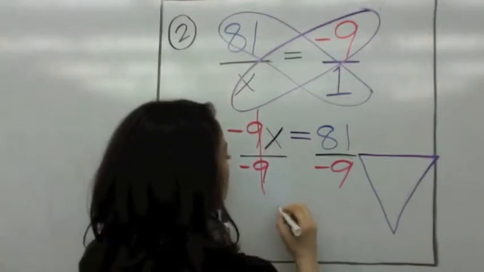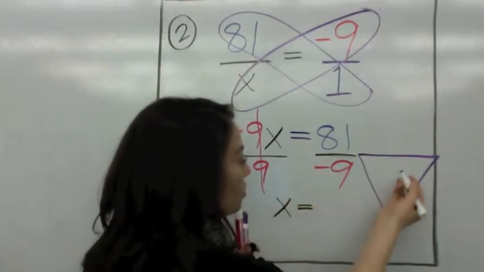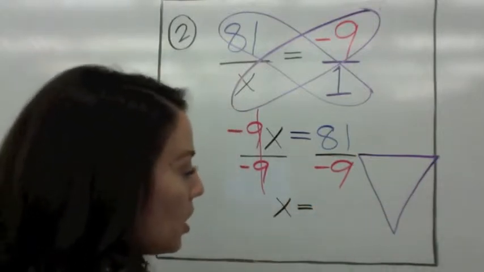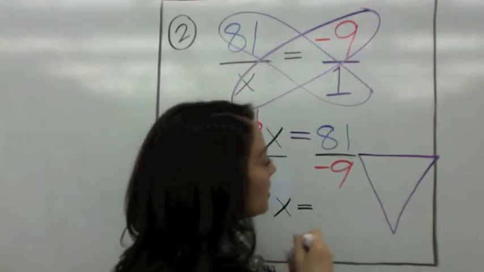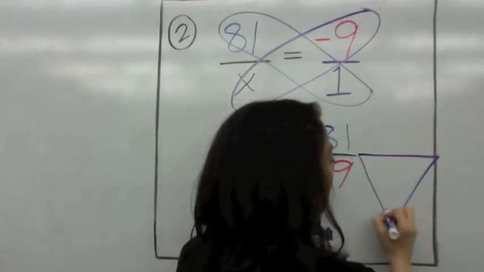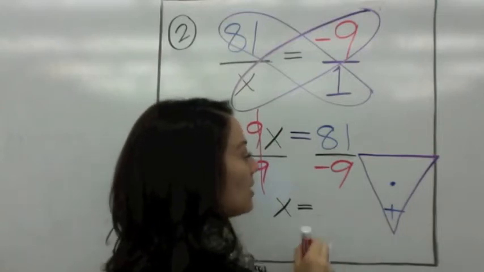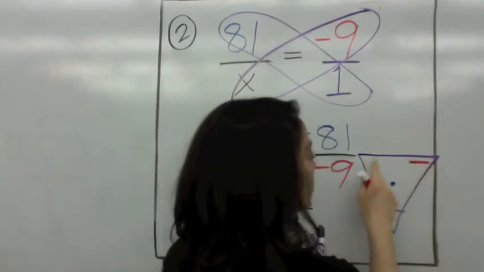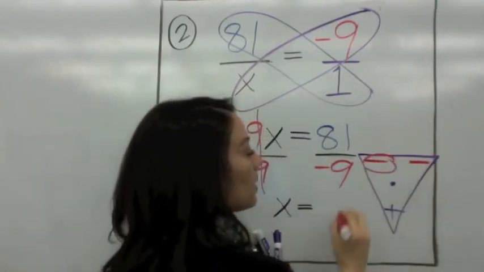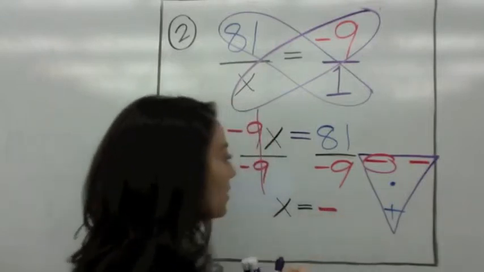So x will equal, let's do our work over here with Bob. You have a positive 81. So let's start with positive, even though that's on the bottom. You're dividing by a negative. What's your answer going to be? It's going to be negative, so we're going to write the negative right there.